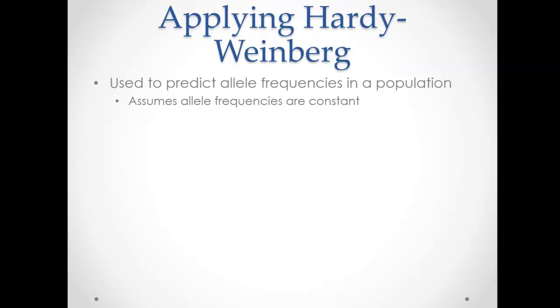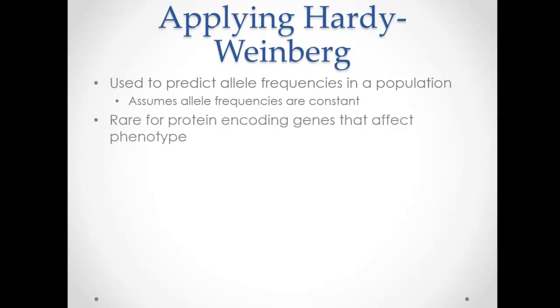This isn't really reality. Allele frequencies are constantly shifting and changing, and they're doing that for a variety of reasons. So you can't always assume that those allele frequencies are going to stay the same from generation to generation. So it's very rare for these protein encoding genes that influence our traits. We can't really use it for that. But what we can use it for is something else.